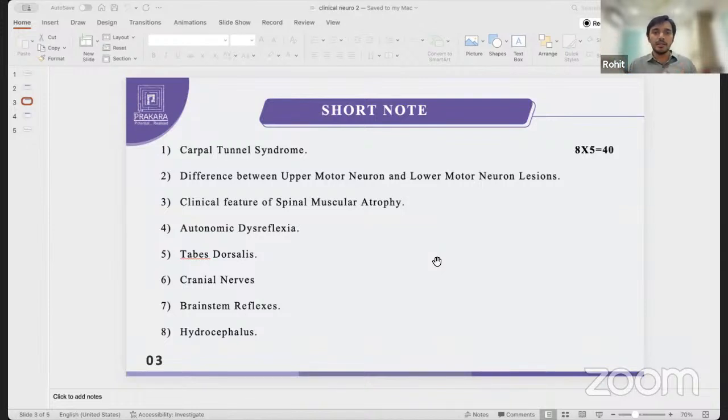Entrapment occurs in the tunnel where the median nerve and the long finger flexors pass. So here is the site where there is compression, because the transverse carpal ligament, a thick fibrous structure, forms the roof of the canal. Tenosynovitis or arthritis in this area can lead to pressure on the median nerve. This leads to various symptoms of carpal tunnel syndrome.